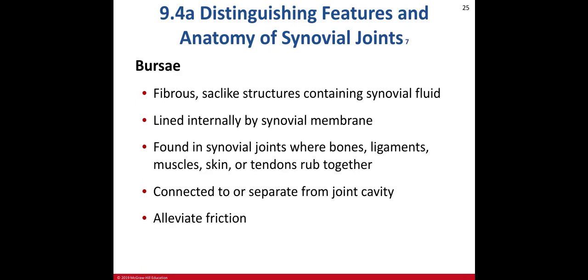You also have to talk about something called bursa, and that is a fibrous bag or sac-like structure that has synovial fluid. It's lined internally by the synovial membrane, and it's found in synovial joints where there are bones, ligaments, muscle, skin, or tendons that have a tendency to rub together. And really, they can be connected or separate, and their main job is to alleviate friction.